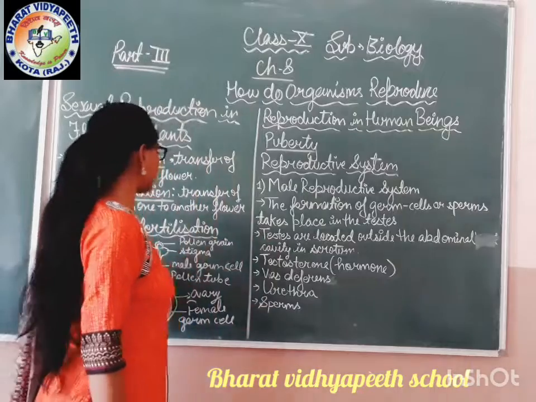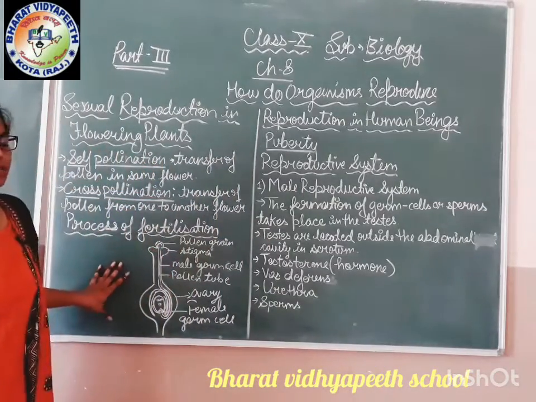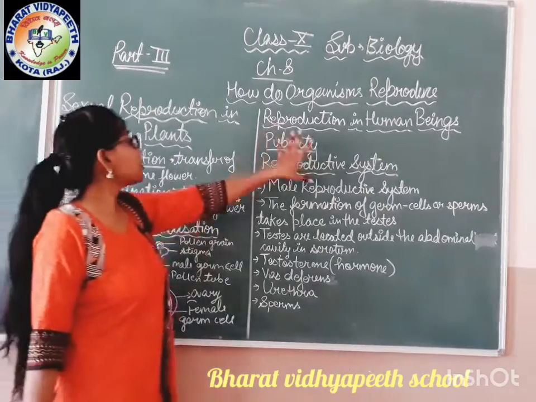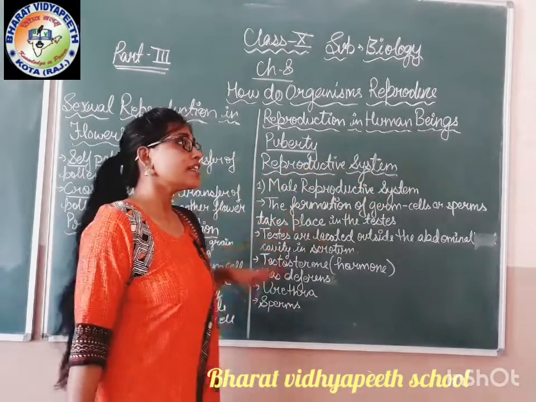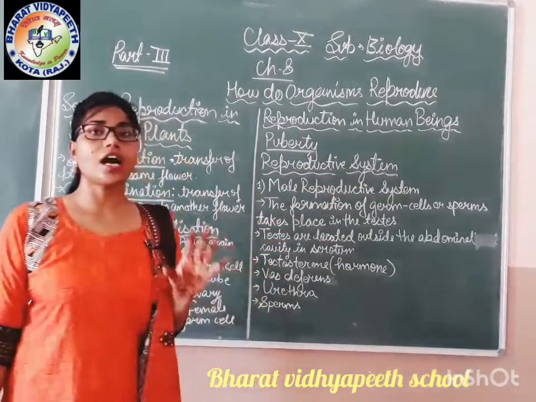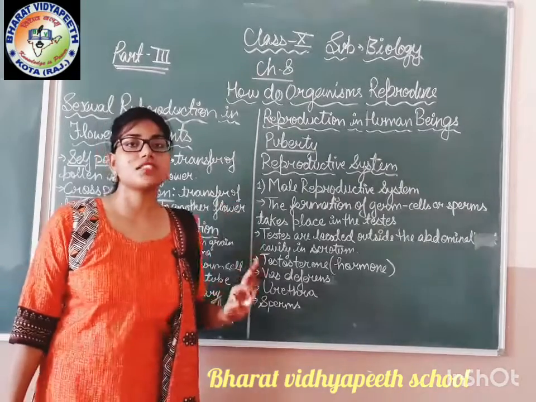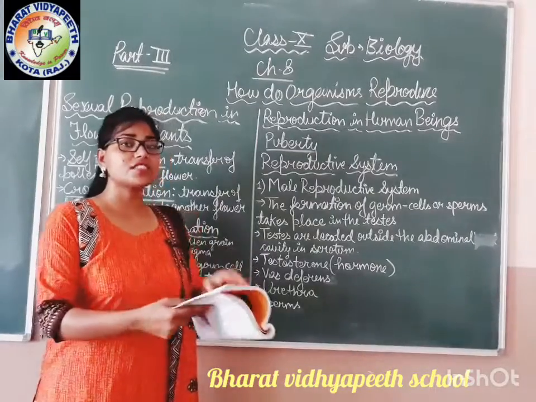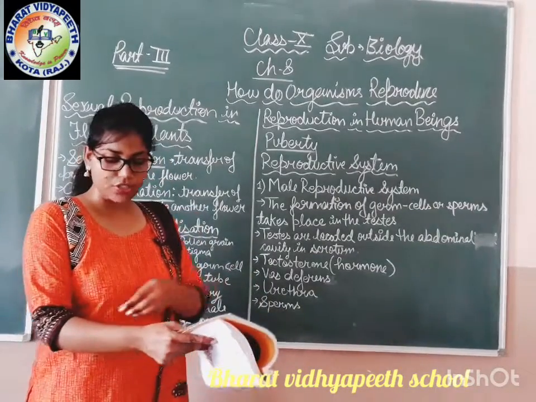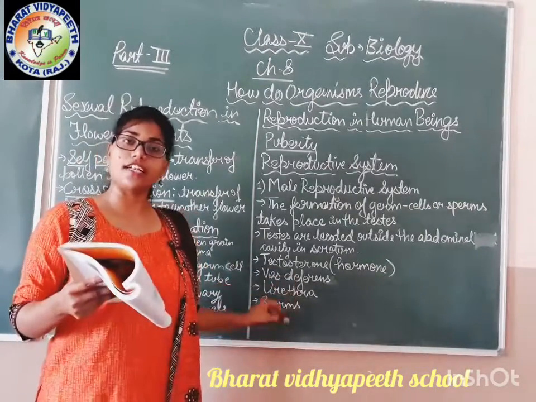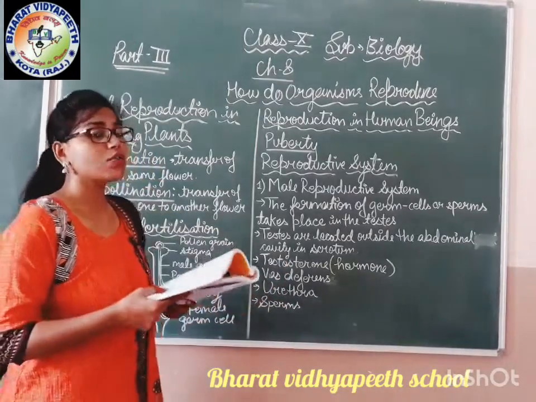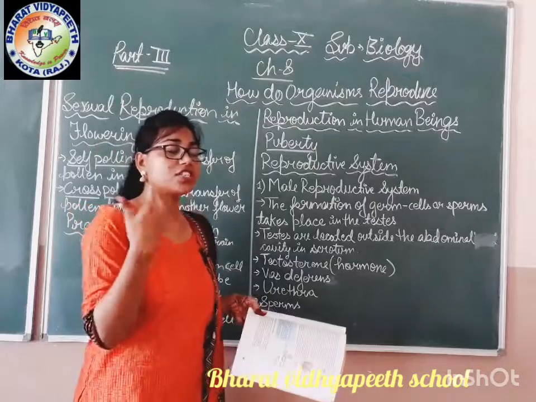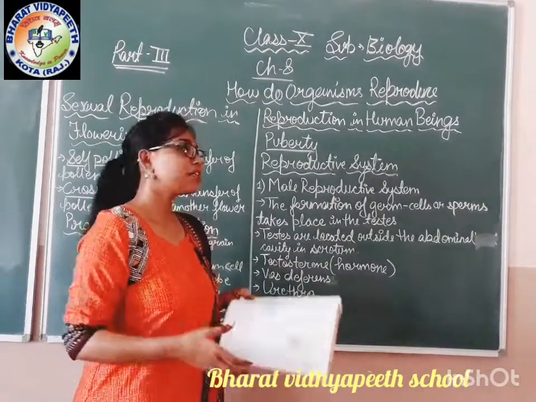After the reproduction of flowering plants, next we are going to study reproduction in human beings. During our full lifespan, many changes occur in our human body, from newborn to child, from child to adult, and from adult to older age. The body goes through many changes like growth and development.